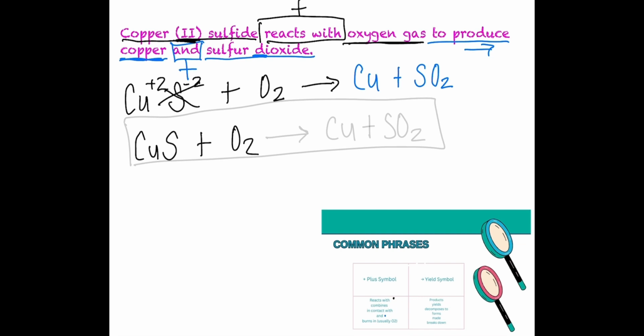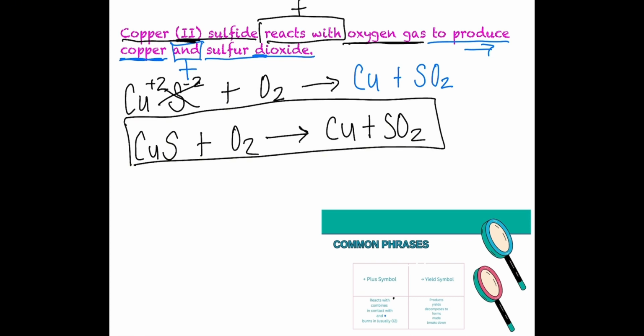And then I have O2 yields Cu plus SO2. Now remember, SO2 did not need to be swap and dropped. It did not need oxidation numbers, because SO2 is a covalent bond, and for covalent bonds, we do not swap and drop. We have prefixes to help identify our subscript, and we have written out our skeletal equation, okay?